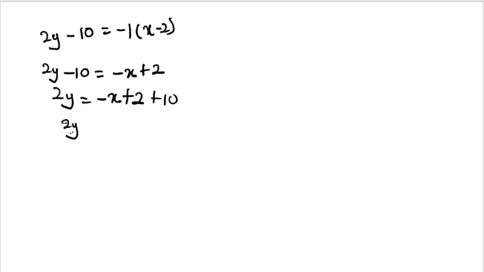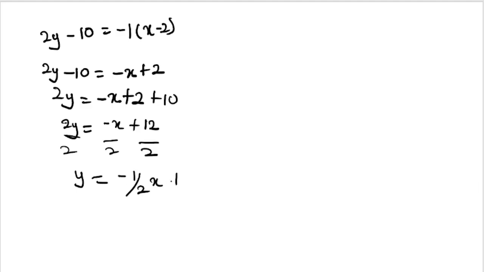So 2y is equal to negative x plus 12. We have to make sure the coefficient of y is 1, so we divide all the sides by 2. We end up getting y is equal to negative 1 over 2x plus 6. Do you all get it up to this point?